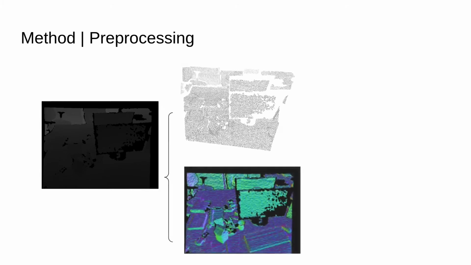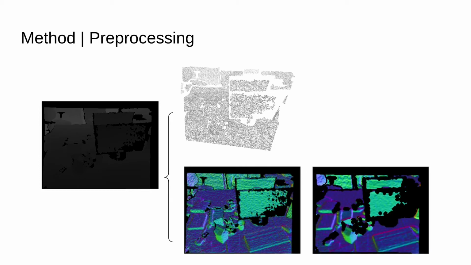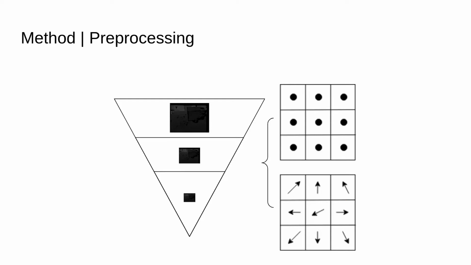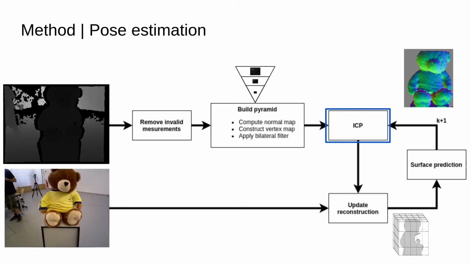For each depth frame, we apply a bilateral filter in order to construct a vertex map and a normal map. Here you can see an example of a normal map with and without having applied the bilateral filter. The pyramid has 3 levels and each one of these levels contains a vertex map and a normal map.